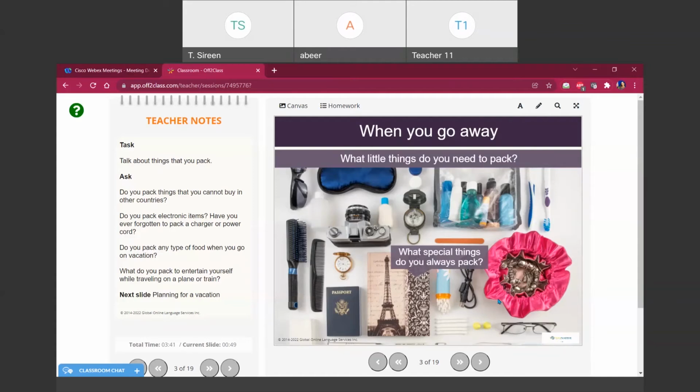Okay. And here, do you pack things that you cannot buy in other countries? No. And did you pack electronic items? Do you take with you some electronic items? Yes. Such as what? By electronic items we mean, for example, a charger, mobile phone, laptop. Do you take these things? Yes.